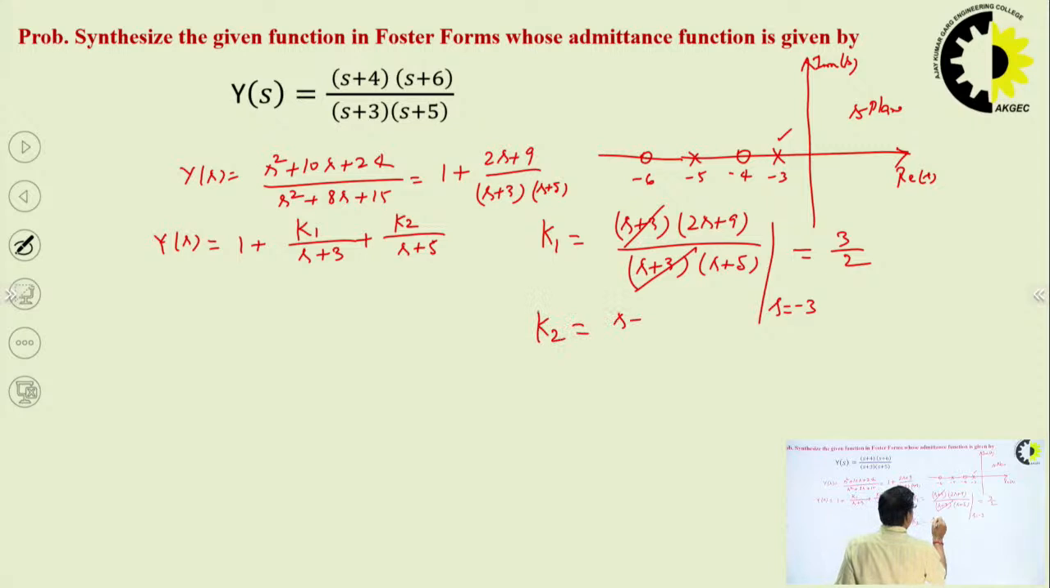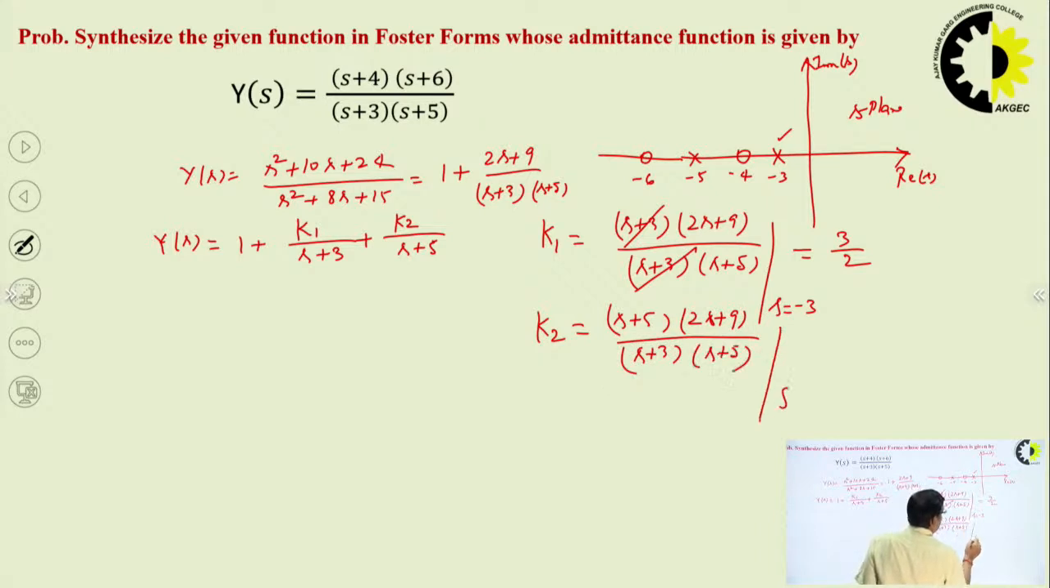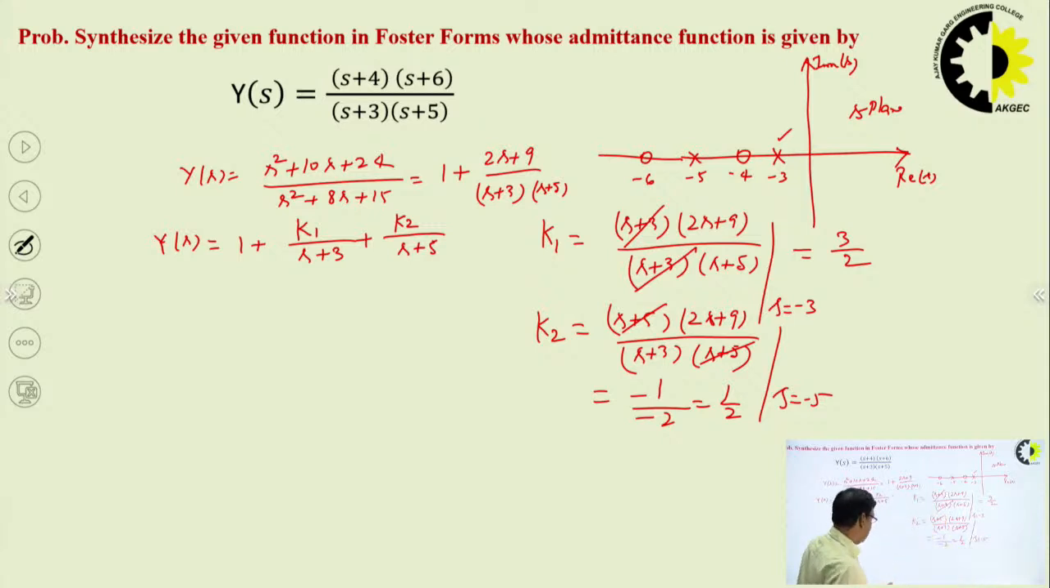So it is (s plus 5) into (2s plus 9) divided by (s plus 3)(s plus 5), s is equal to minus 5. This cancels out. So this is 2s, minus 10 plus 9, this is minus 1, and minus 5 plus 3, so minus 2. So K2 is 1 by 2.